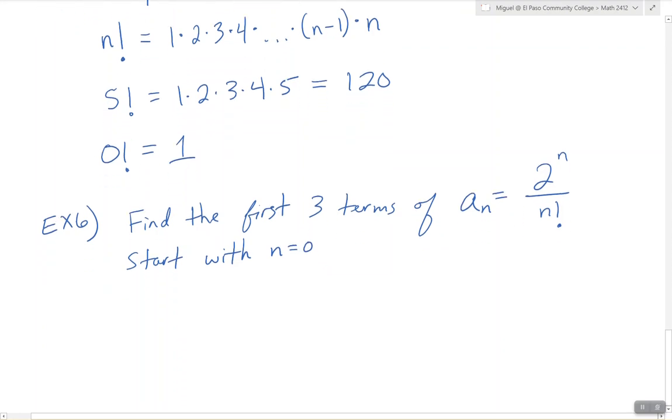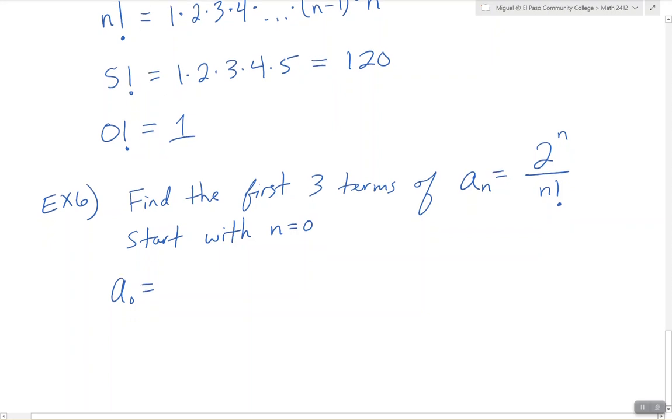All right, first 3 terms of this sequence, they want us to start with n is equal to 0. So we'll do a sub 0 first, and then a1 and a2. So 0 means we plug in the 0 for n. So we got 2 to the 0 over 0 factorial. So anything to the 0 power, of course, is 1. And 0 factorial now we know is 1. So a sub 0 is 1. This will be our first term.